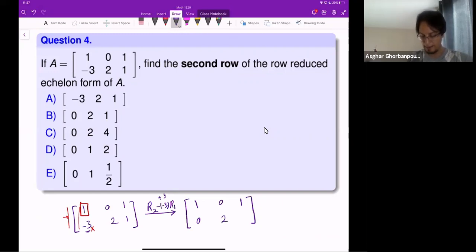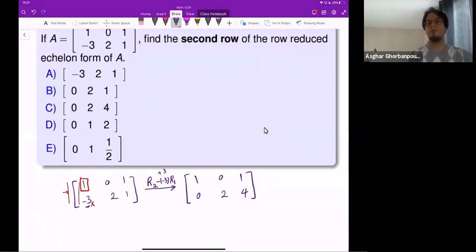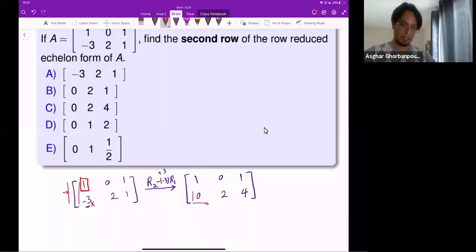And then 1 times 3 is 3, added to 1, it will be 4. Nice. We are done with the first leading one. Now we have to start moving from left to right and stop when we hit a non-zero entry. Here is the non-zero entry. There's only one, so I have to turn that into my next leading one.